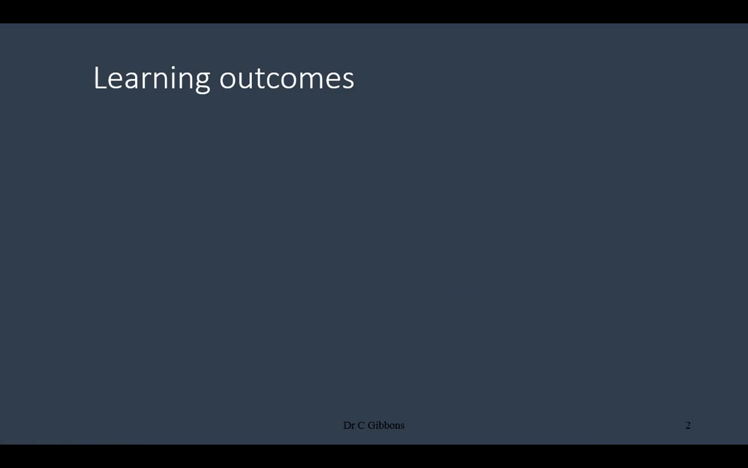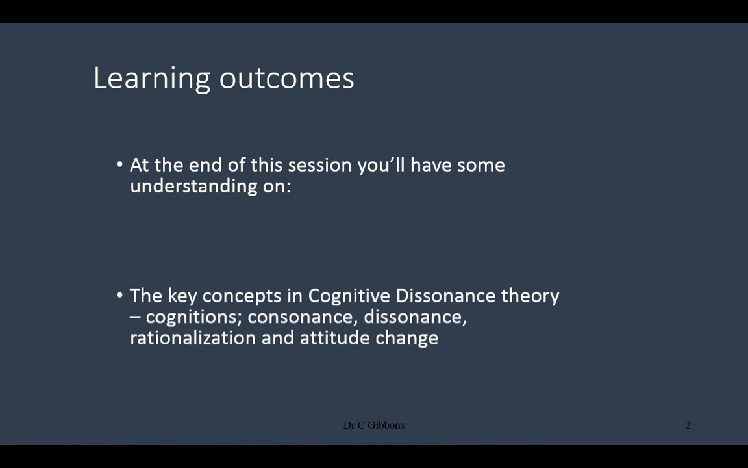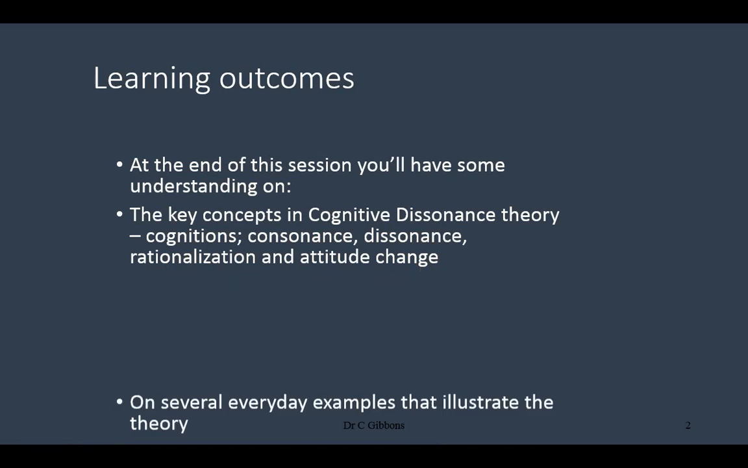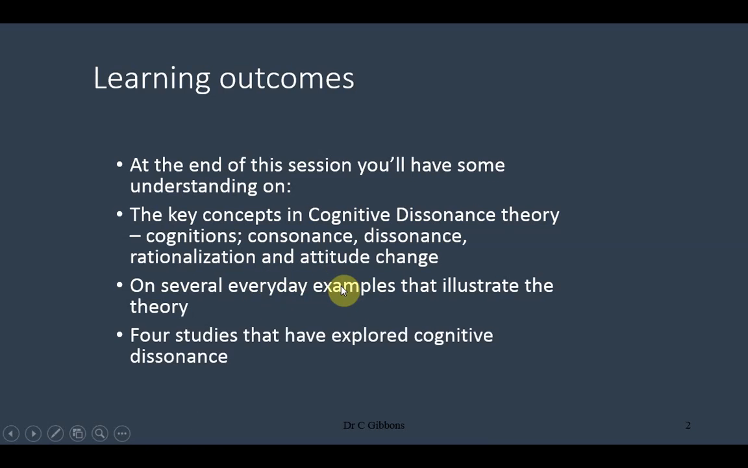I always think it's important to start off looking at learning outcomes. Any assessments I give will be hardwired to the learning outcomes. Essentially, in unpacking this theory, we need to understand what I meant by the key concepts in the theory: cognitions, consonance, dissonance, rationalizing reasons, and attitude change. You'll need to be able to offer some everyday examples to demonstrate a good handle on the theory.